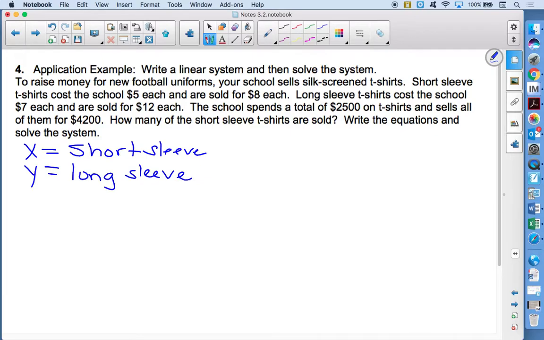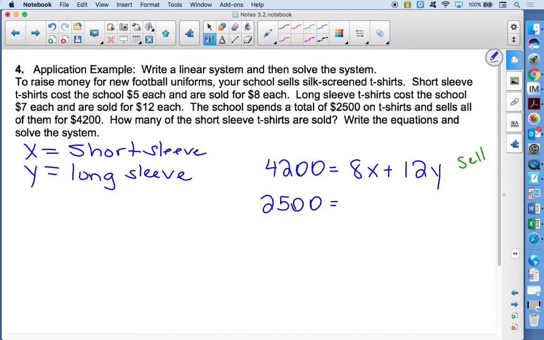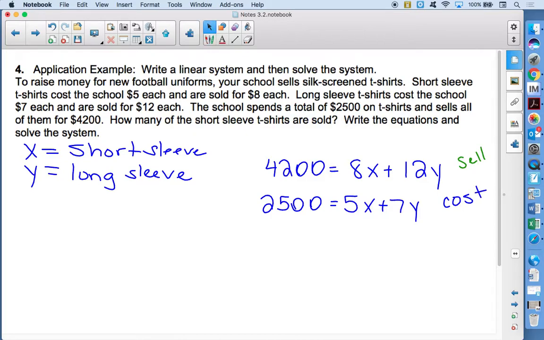Looking at the information that you're given, try and group the things that are the same together in one equation. So Sam, what do you think? I'm thinking one of our equations could be 4,200 equals 8x plus 12y. Good, because that's how much we're selling them for. So this equation represents how much we will sell the items for. So Sam, the other equation would be 2,500 equals 5x plus 7y, and that equation represents the cost, right?